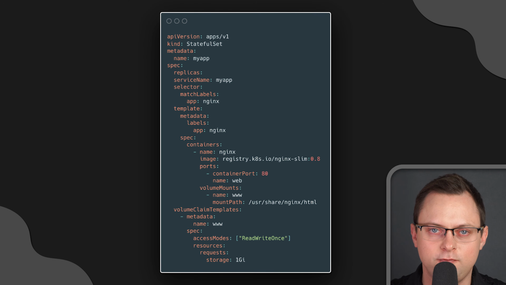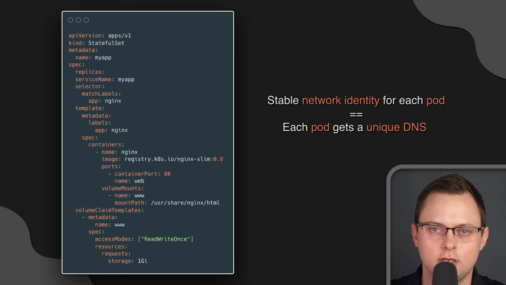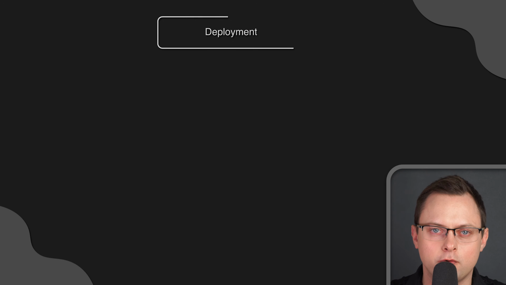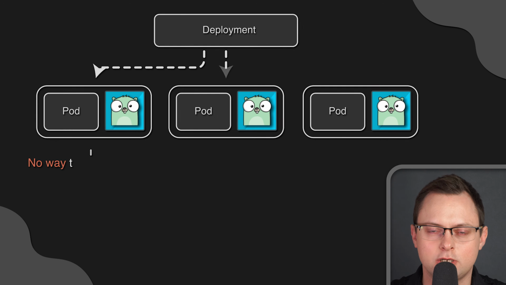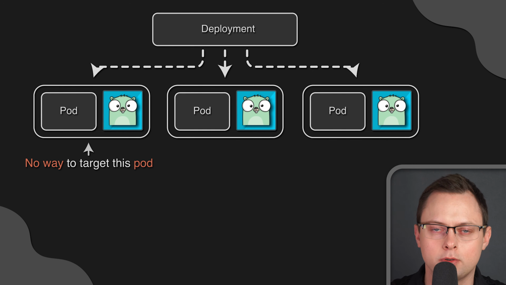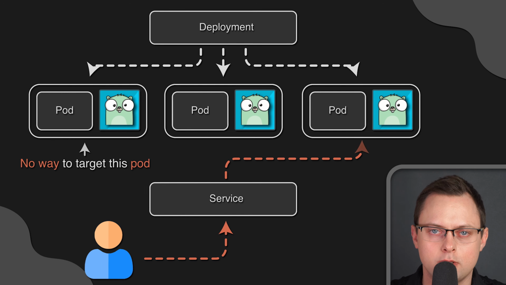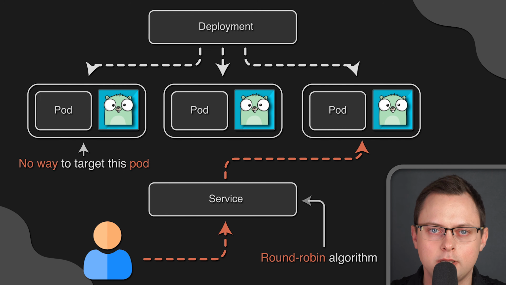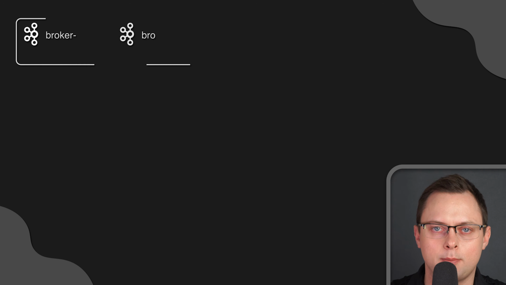The second important feature of the StatefulSet is the stable network identity for each pod. For example, if you create a deployment object with 3 replicas, there is no practical way to target individual pod. Usually, to load balance traffic, we create a service object with round robin, which randomly routes requests to the pods. What if you actually want to be able to send a request to a specific pod? One example would be Apache Kafka.